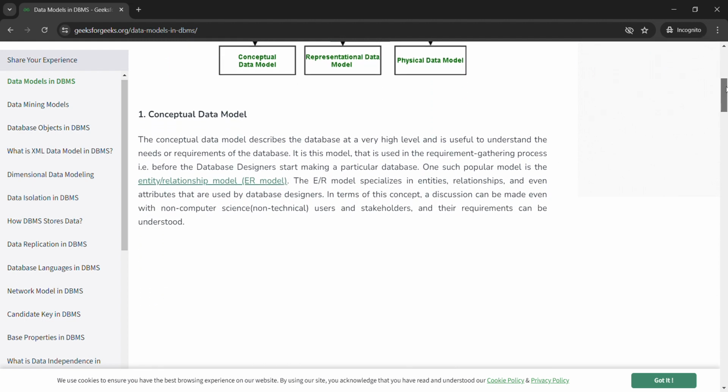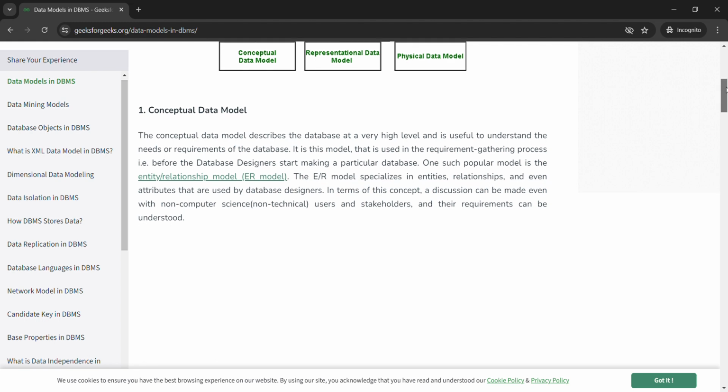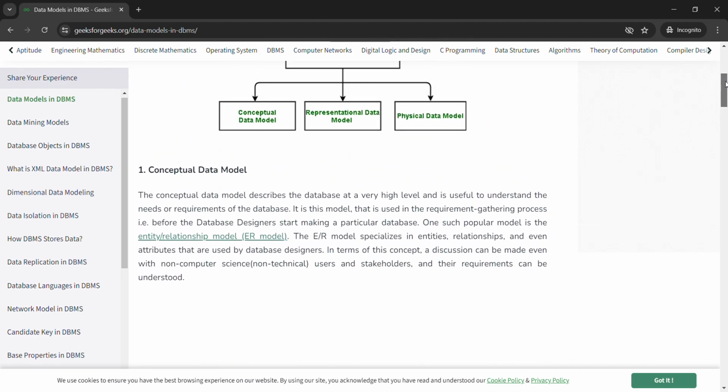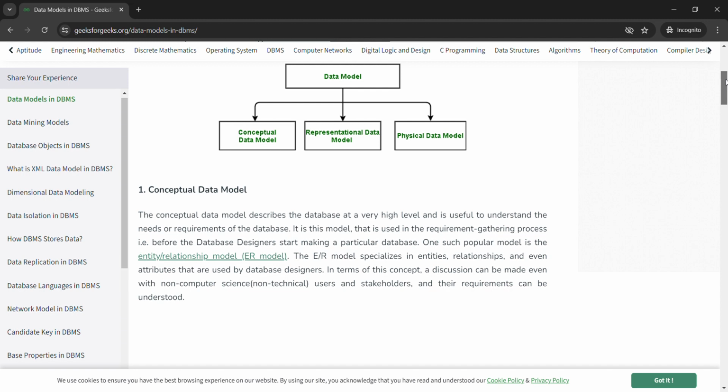So what is the conceptual data model? The conceptual data model describes the database at a very high level, and it is useful to understand the needs or requirements of the database. It is the model used in the requirement gathering process, before the database designer starts making a particular database. One such popular model is the entity relationship model, or ER model.